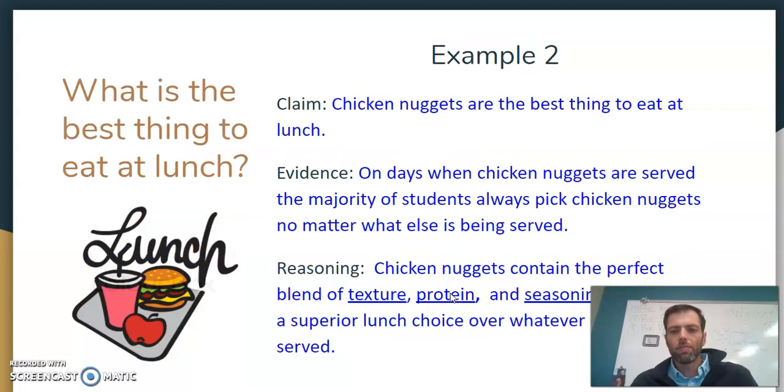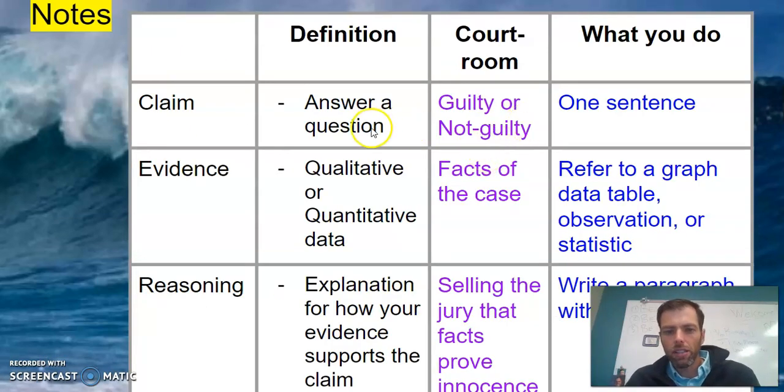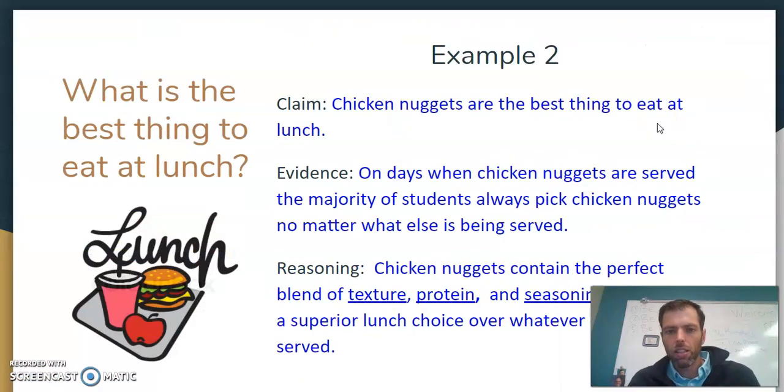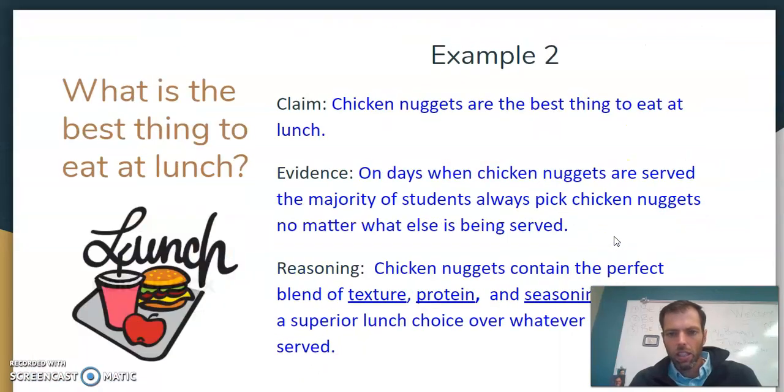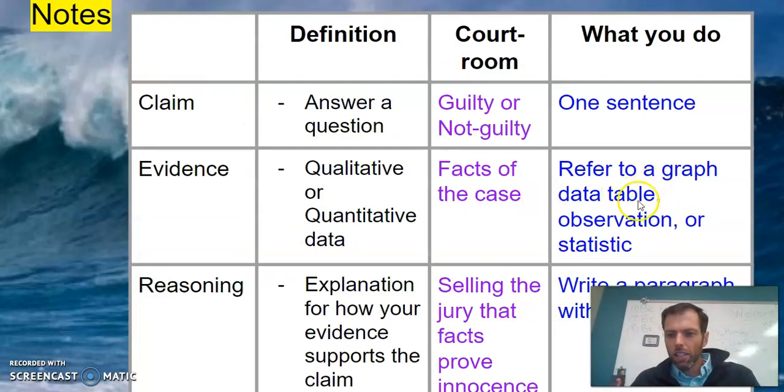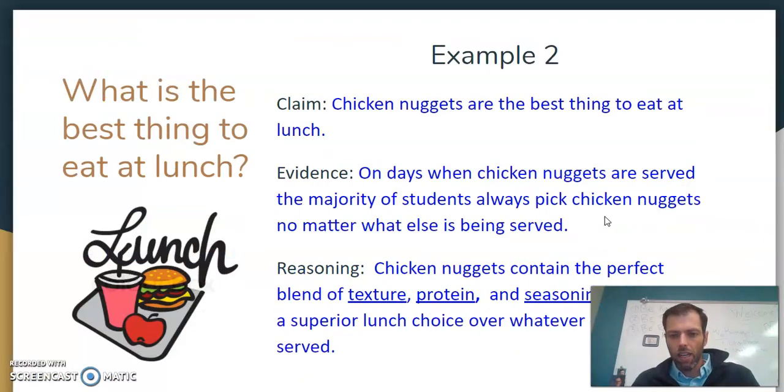Let's jump to another example. What is the best thing to eat at lunch? Okay, so what am I supposed to do for the claim? Oh yes, I have to answer the question in a sentence. Chicken nuggets are the best thing to eat at lunch. Now evidence, what do I have to do? Okay, a graph, data table, observation, or statistic. Let's see. On days when chicken nuggets are served, the majority of students always pick chicken nuggets no matter what else is being served. Great. That isn't a graph, it isn't a data table, but it is an observation, so that's good evidence.